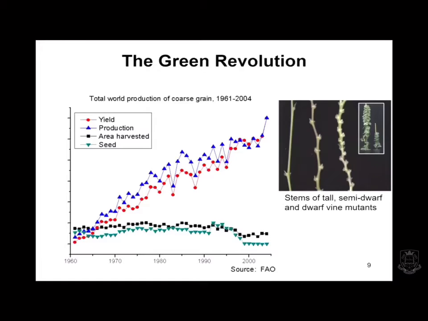And because the plants weren't having to put so much of their resources into stem elongation, those resources could be diverted into grain filling. So that's why you're getting bigger seeds, because they didn't have to invest so much into their stem growth.